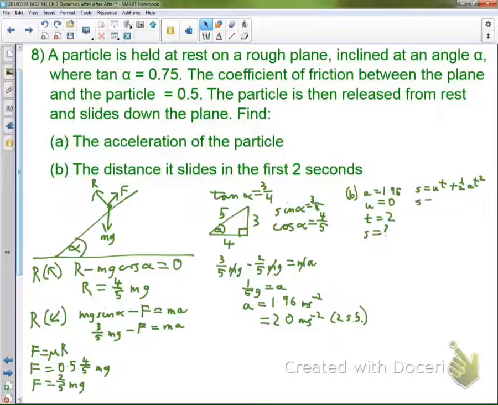So that gives us s is equal to 0 plus a half times 1.96 times 4, which is 2 squared. So that gives us s is equal to 3.92 meters. And because we've made use of g, we want to round things to two significant figures. So we have that s is equal to 3.9 meters to 2 s.f.